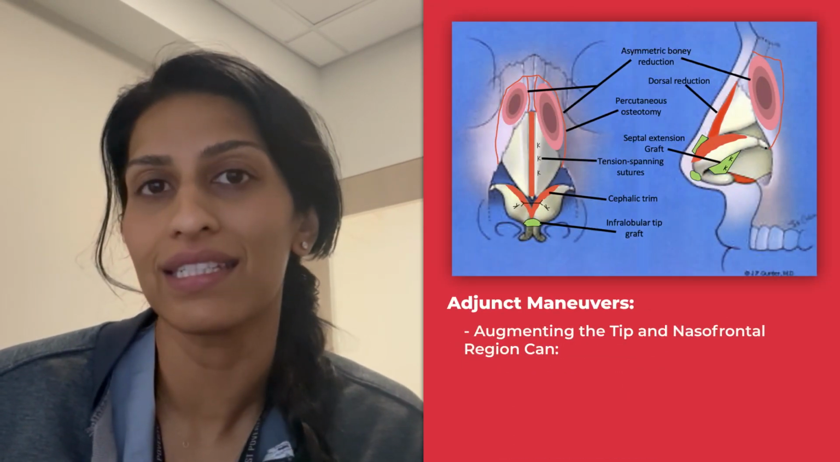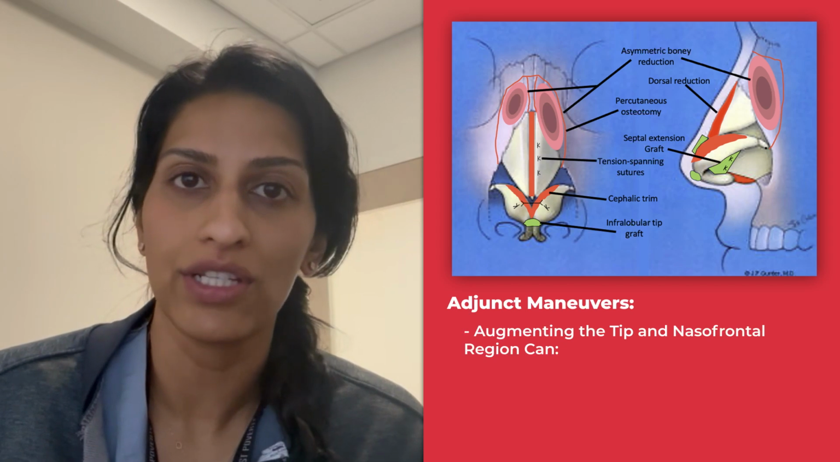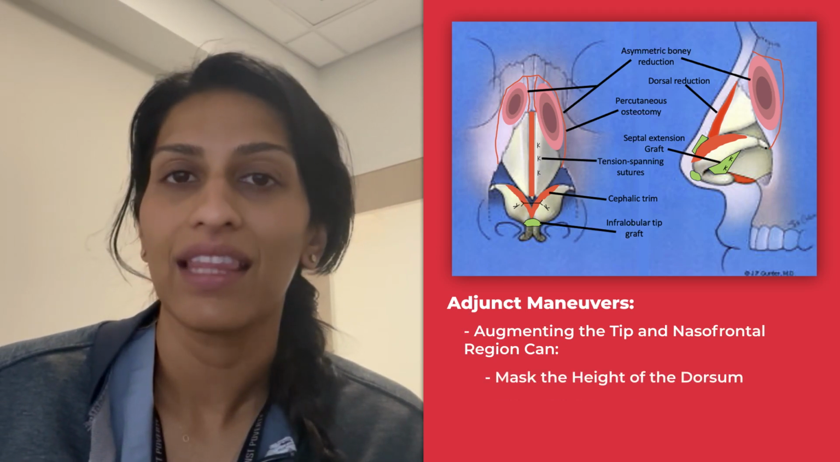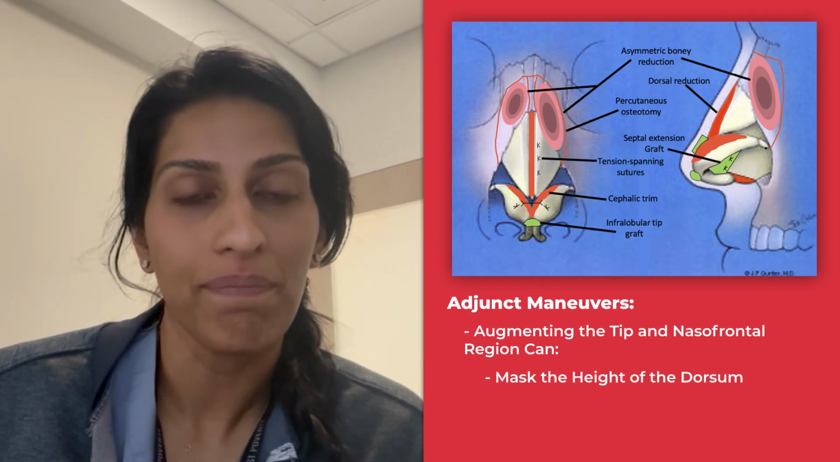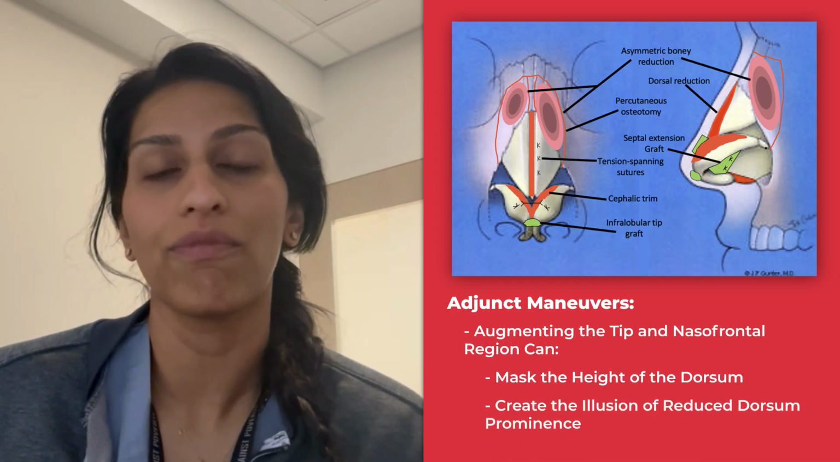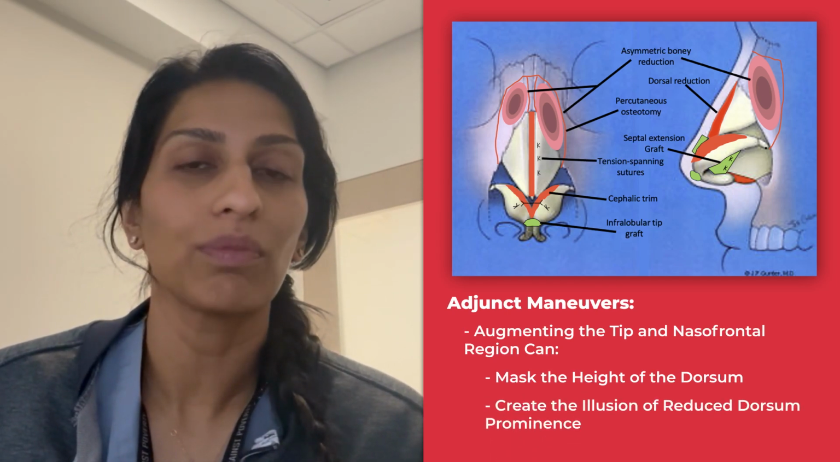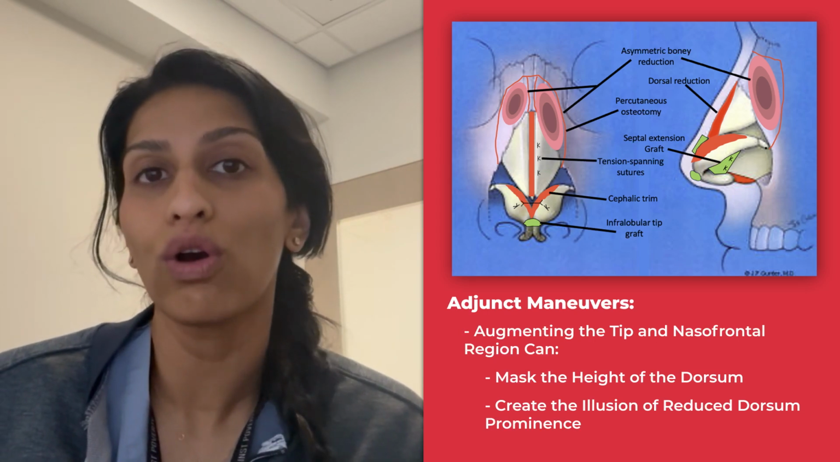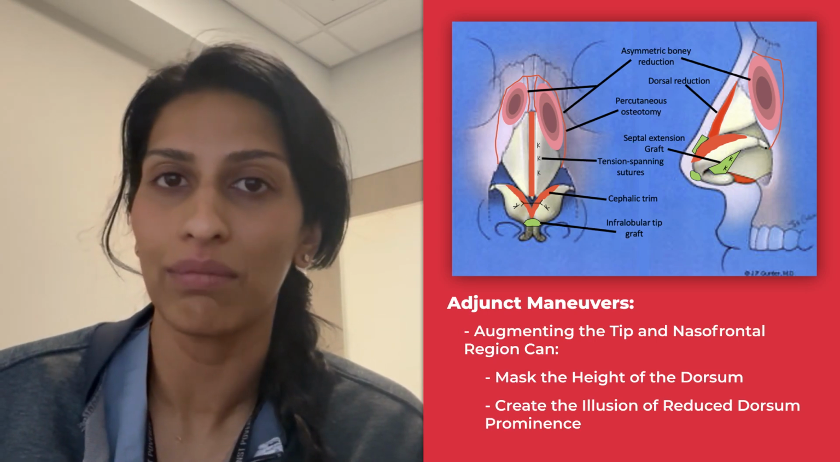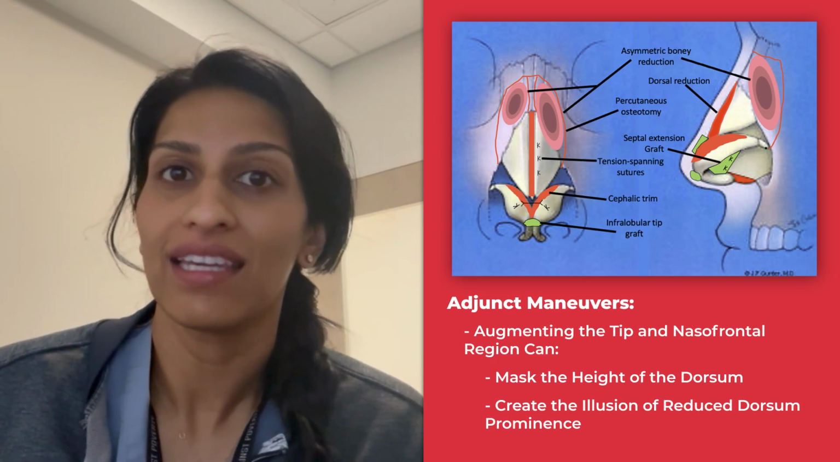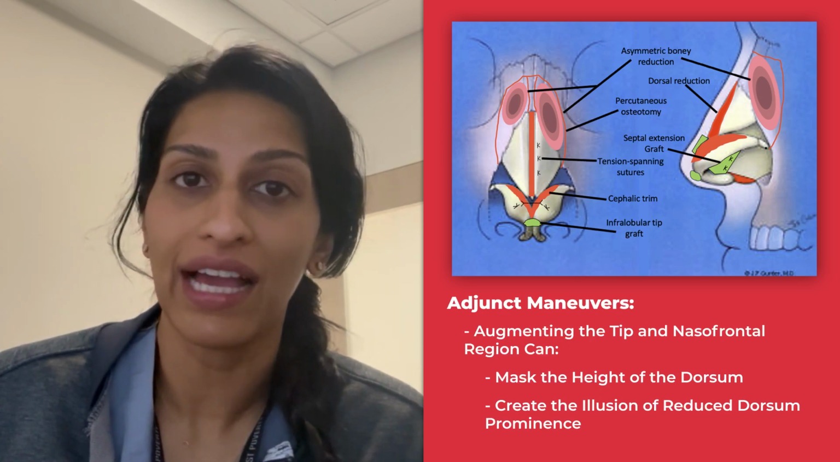When you augment the tip and the nasofrontal region, you are masking the height of the dorsum, meaning that you can make the dorsum feel a little less prominent than it actually is. So these are adjunct maneuvers that can help you create the overall illusion of normal anatomy, when in reality, the anatomy is very clearly distorted from the get-go.